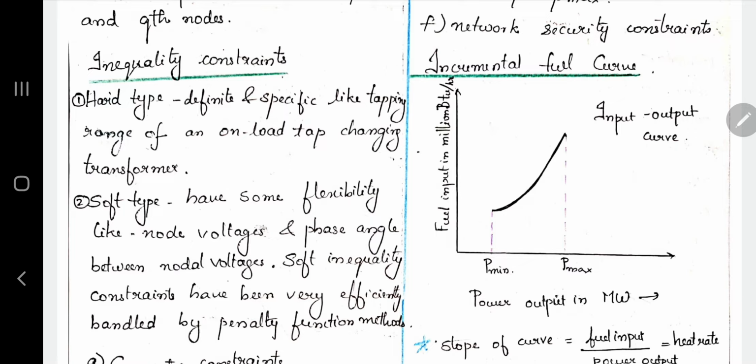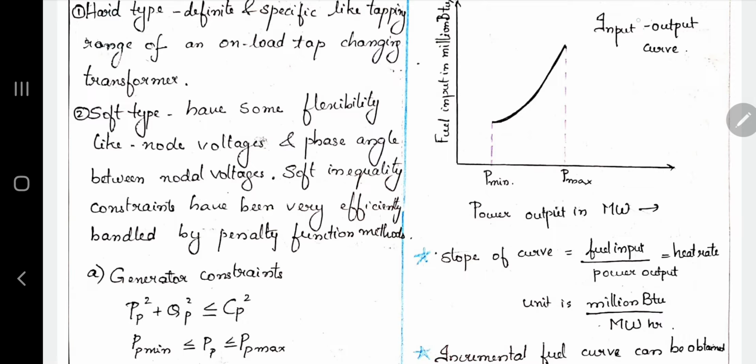If we are mentioning the fuel input to a generator in British thermal units per hour and the output in megawatt, then you can see that there is a small curve, and the slope of the curve is fuel input to power output, and this is known as the heat rate of the system. This is the maximum power and this is the minimum power, and this slope is the heat rate, and its unit is million British thermal units divided by megawatt hour.